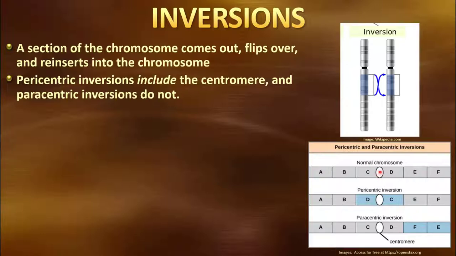This is representing the centromere here. It's what attaches the two arms of the chromosome to one another. It also attaches them to the centrioles during cell division. In a pericentric inversion, it involves the centromere. So it is around the centromere, and the centromere itself is involved in that inversion.